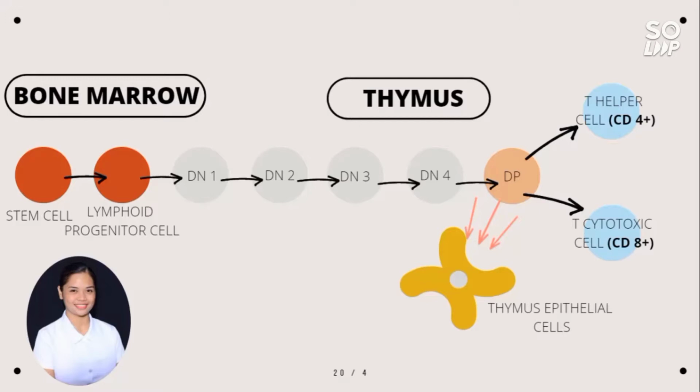The rest of the development occurs in the thymus, at which point the helper T cells and cytotoxic T cells then migrate into the circulation and then to the secondary lymphoid tissues. This includes the lymph node, the spleen, and mucosa-associated lymphoid tissue.